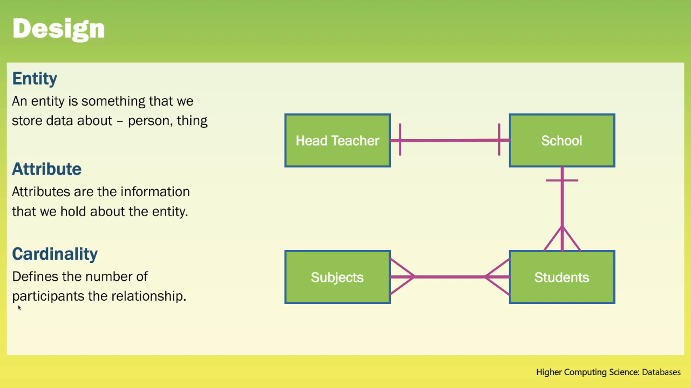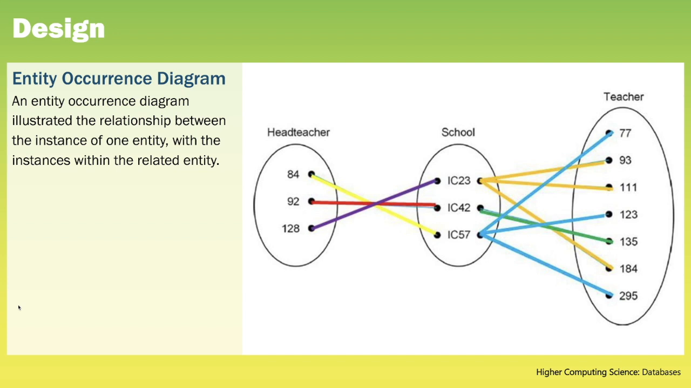When we come to implement our database, many-to-many relationships cannot be implemented. So instead of one many-to-many relationship, we would then add an additional entity and use two one-to-many relationships, and I've got an example of that shortly. Whilst it may be possible to identify the relationship between two entities straight away, we can use an entity occurrence diagram to help us. An entity occurrence diagram illustrates the relationship between the instance of one entity with the instances within the related entity. An instance of an entity is one specific example of an entity. These will become the records within the table during implementation.